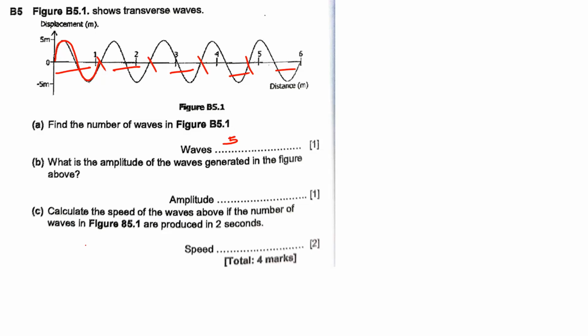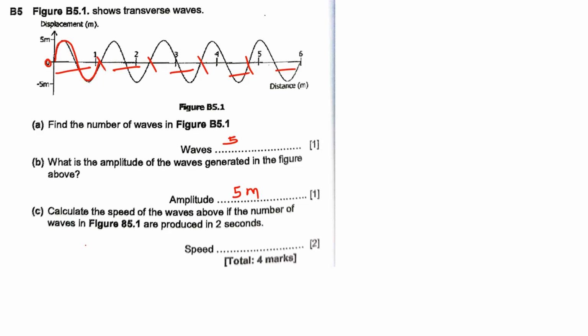What is the amplitude of the waves generated in the figure above? When you talk of the amplitude, we are looking at the maximum distance of a wave from its resting position. So from this part 0 going up or going down, that is what we call the amplitude. Either way, the distances are just the same. What differs are the signs. But anyway, distance is positive. So in this case, the maximum distance here is 5 meters. So the amplitude is 5 meters.